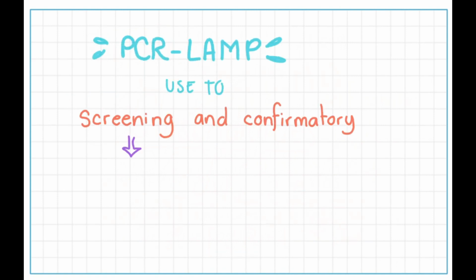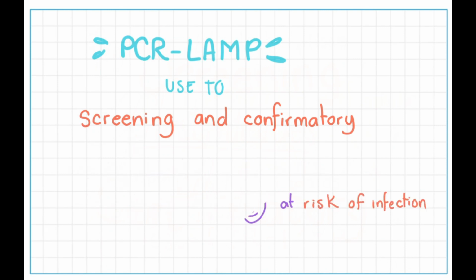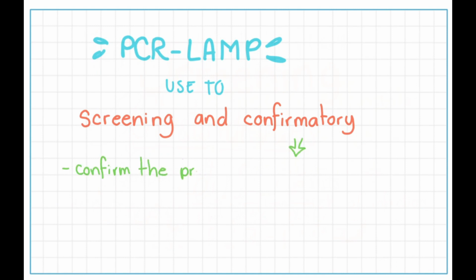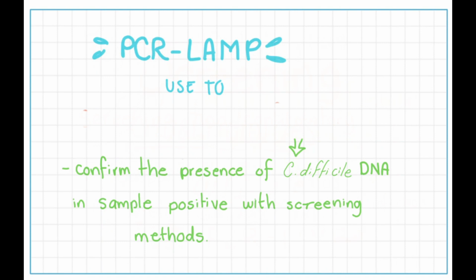In screening scenarios, PCR-LAMP can rapidly detect the presence of Clostridioides difficile DNA in clinical samples, helping to identify individuals at risk of infection or colonization. In confirmatory scenarios, PCR-LAMP can be used to confirm the presence of Clostridioides difficile DNA in samples that have tested positive with other screening methods, such as enzyme immunoassays for Clostridioides difficile toxins.